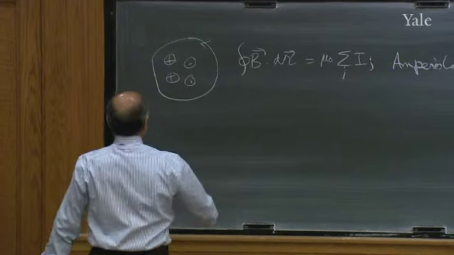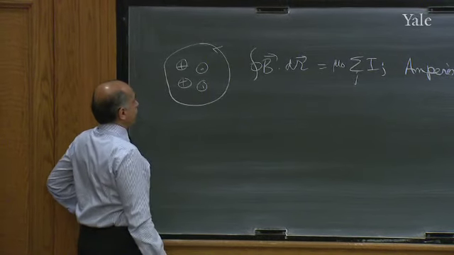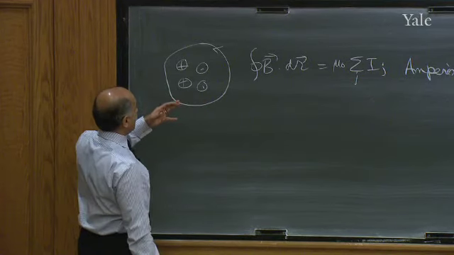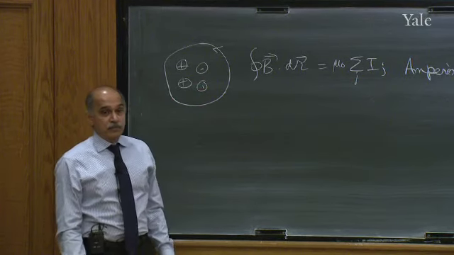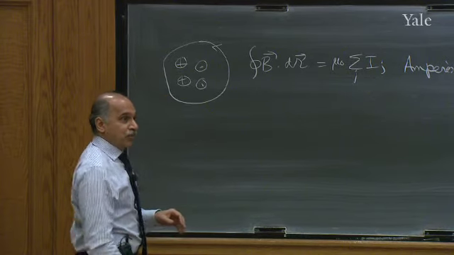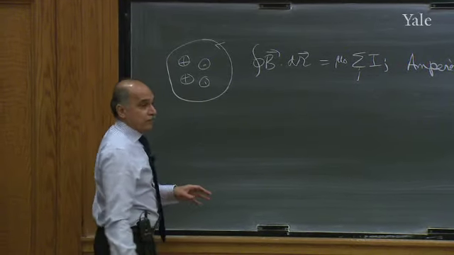In particular, if these four currents add up algebraically to 0, one is 2 amp, another is minus 2 amp, and so on, then this integral will vanish, even though there are currents. So it counts not the absolute value, but the algebraic sum of all the currents.